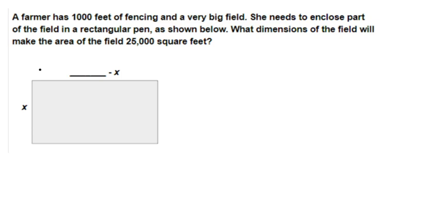All right, and so in this question it says a farmer has 1,000 feet of fencing in a very big field. She needs to enclose part of the field in a rectangular pen as shown below. What dimensions of the field will make the area of the field 25,000 square feet?